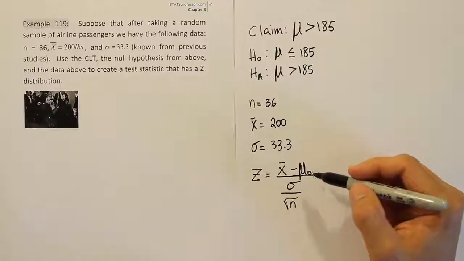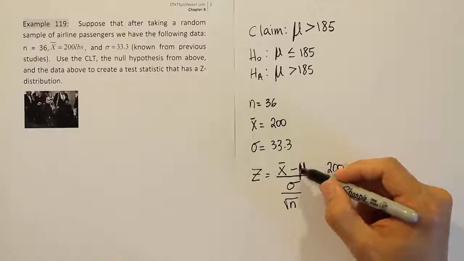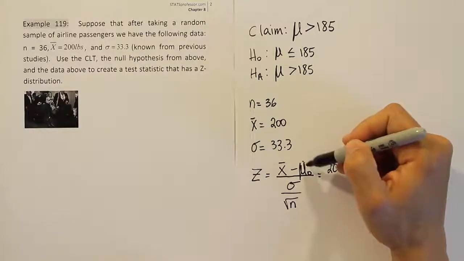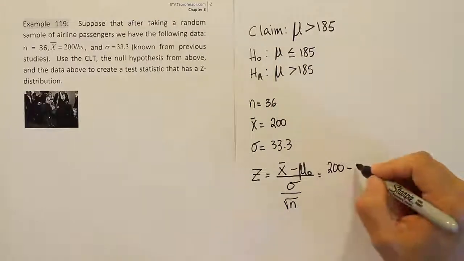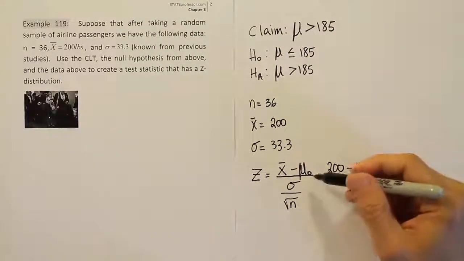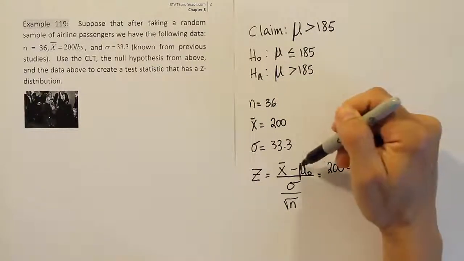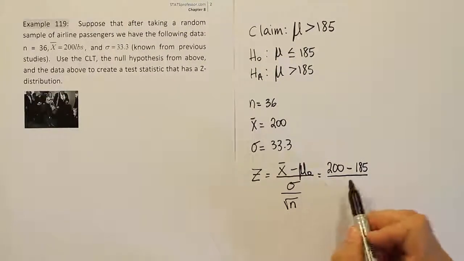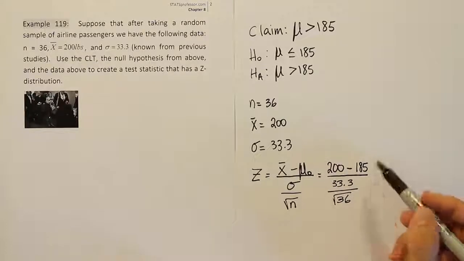So now we plug in the values, X bar here being 200. The number that we get for this value is actually going to be 185 because it's telling us with that subscript, get this hypothesized mean from the null hypothesis, which we assume to be true in the beginning. And we're going to take the equality case, the idea that the mean is equal to 185 for this part of the problem. So mu sub 0 is going to be 185. We'll draw a line underneath it, and the standard deviation is 33.3, and the square root of n is the square root of 36. Okay, so that's the formula.